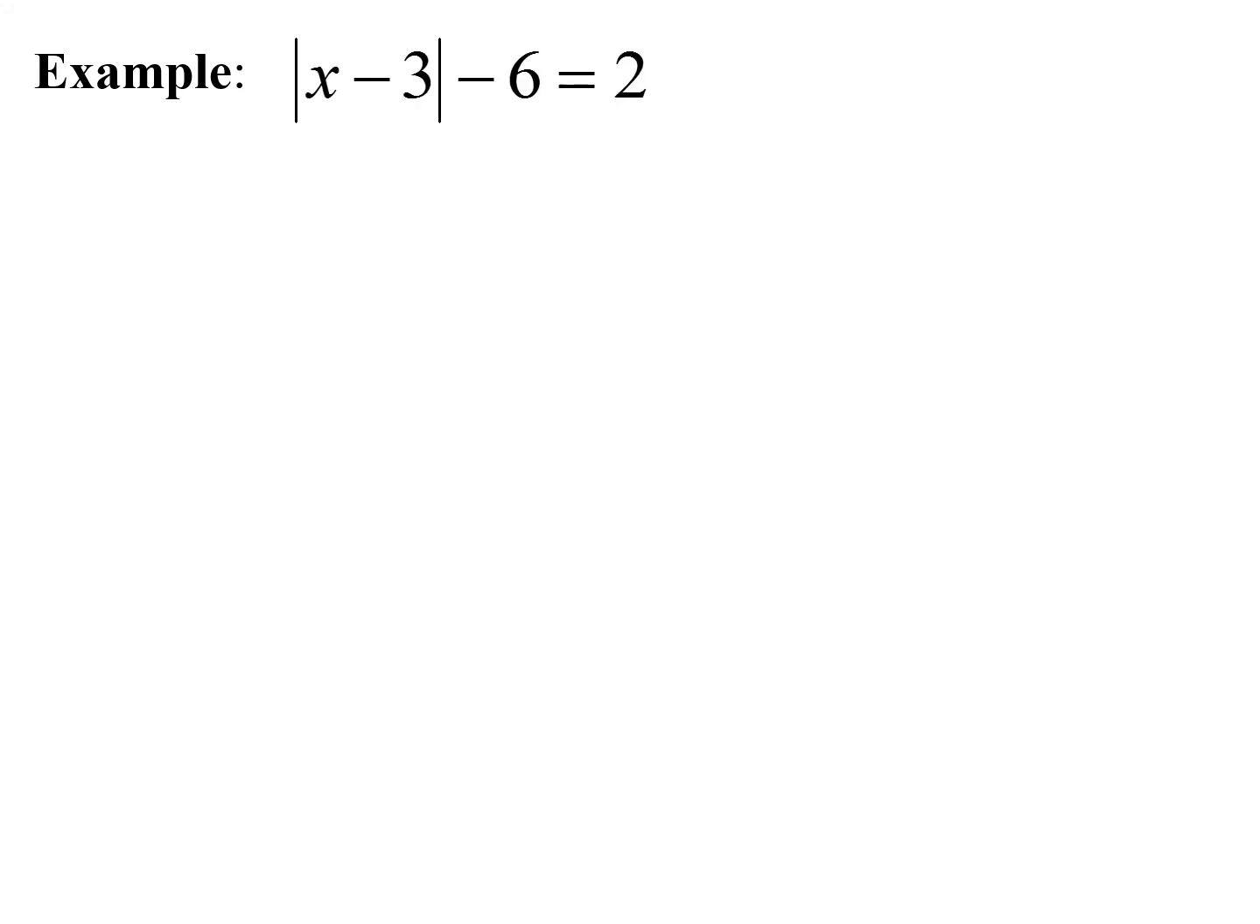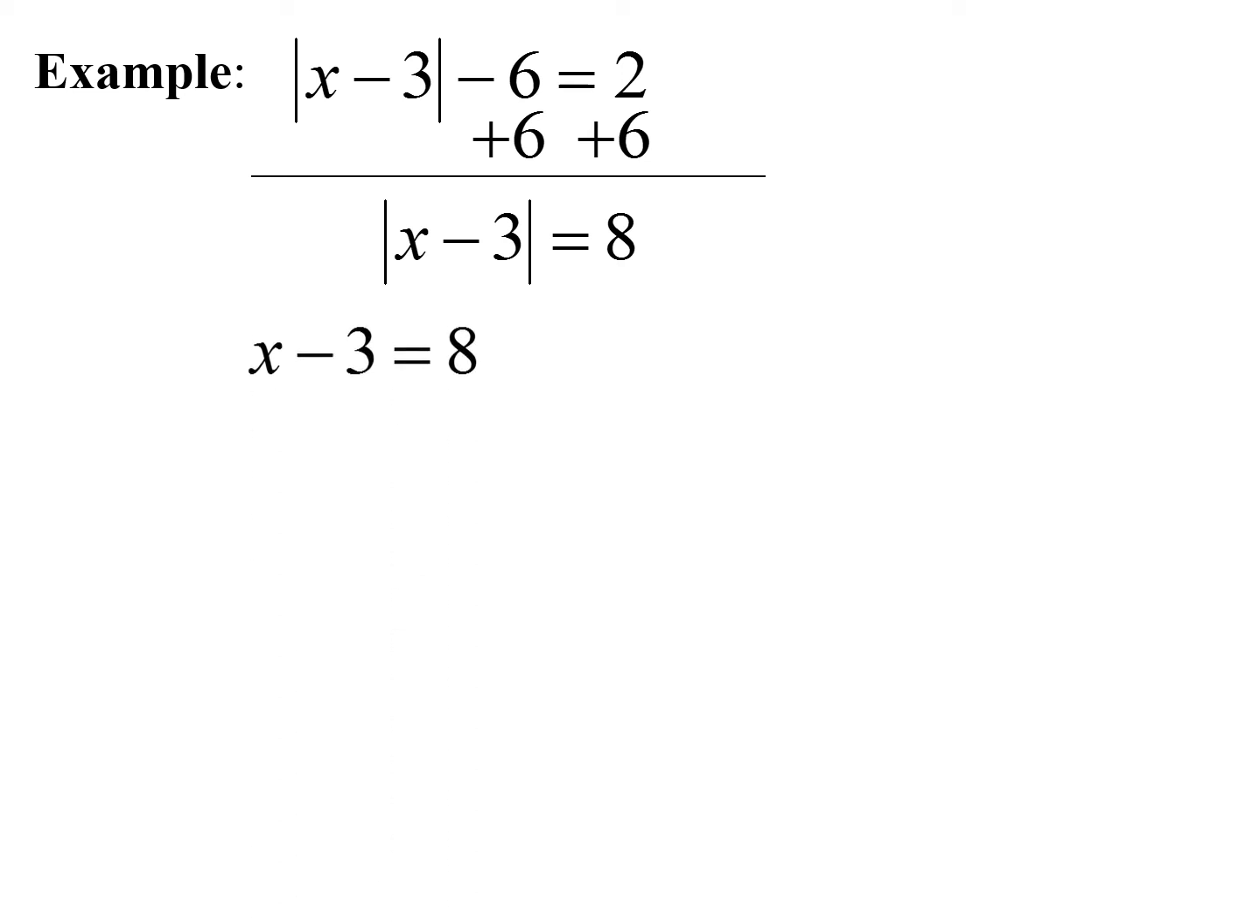Let's take a look at another example. Here I have the absolute value of x minus 3, then -6 is equal to 2. So in order to look at the positive and negative values, we have to get that absolute value by itself first. So I'm going to go ahead and add 6 to both sides. So I get the absolute value of x minus 3 is equal to 8. Now I'm going to take a look at the distance going to the right and the distance going to the left. So we have x minus 3 equals 8 and x minus 3 equals negative 8.